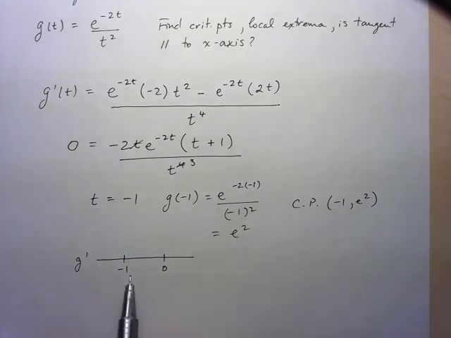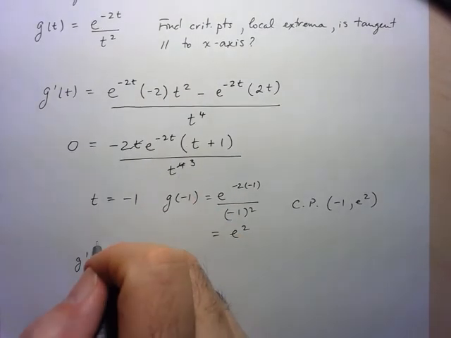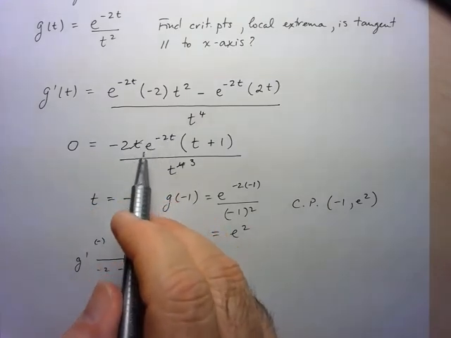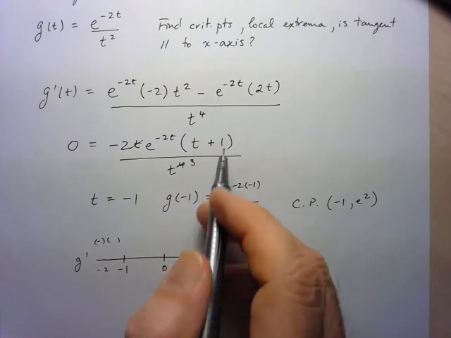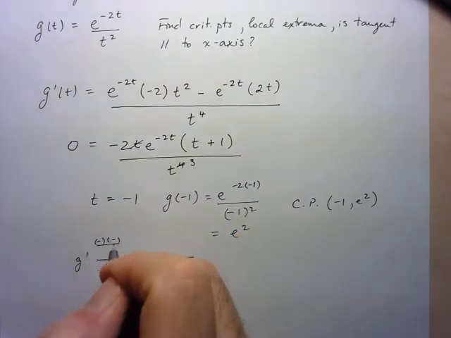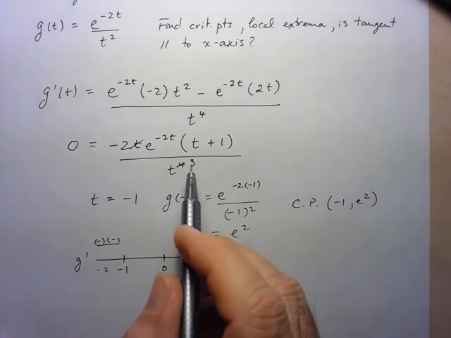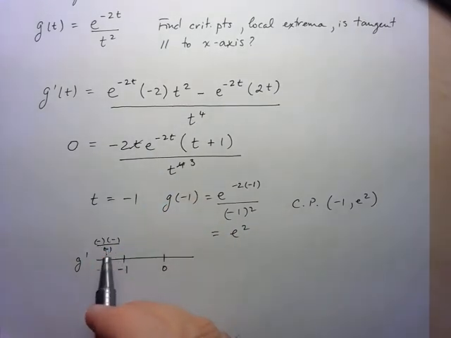Okay, so let's pick negative 2 here on this side. So I know that I've got this negative out in front. Okay, here this is always positive, so I don't have to worry about that. And then negative 2 plus 1 is still negative. Okay, all over negative 2 cubed, which is still negative. Okay, so in the end, we've got positive in the numerator, negative in the denominator. So it's negative on this side.